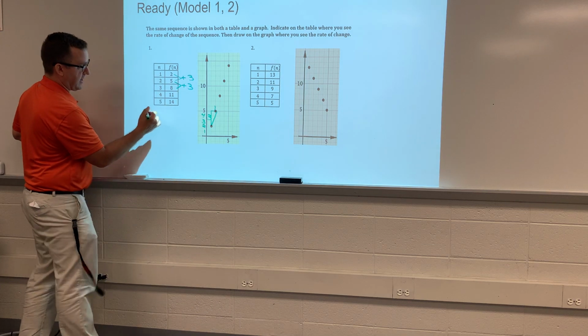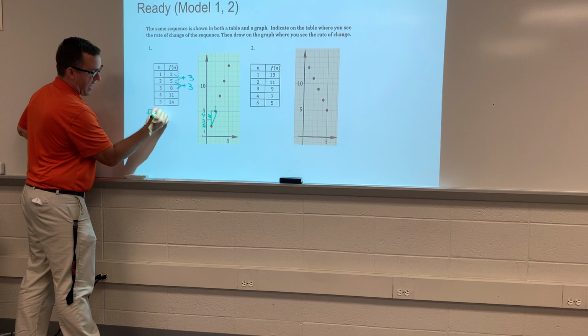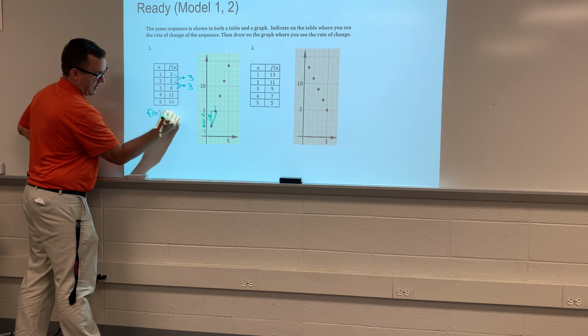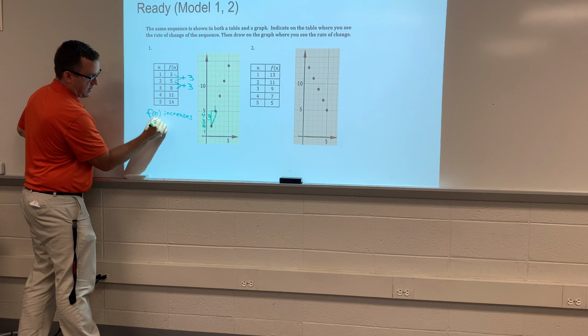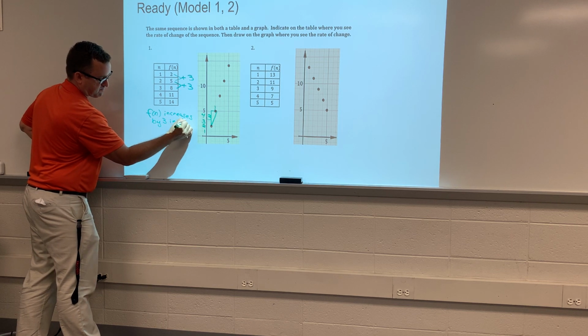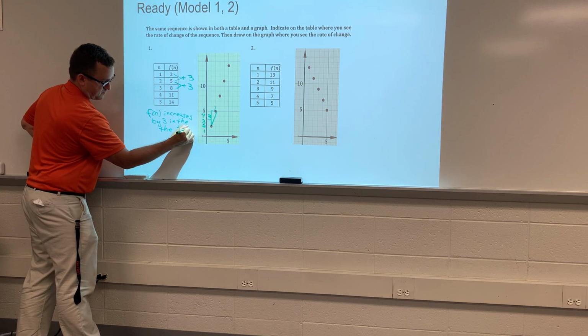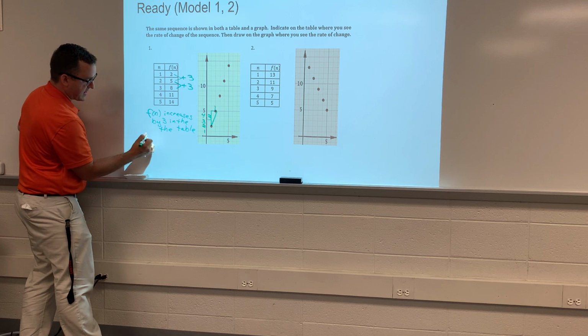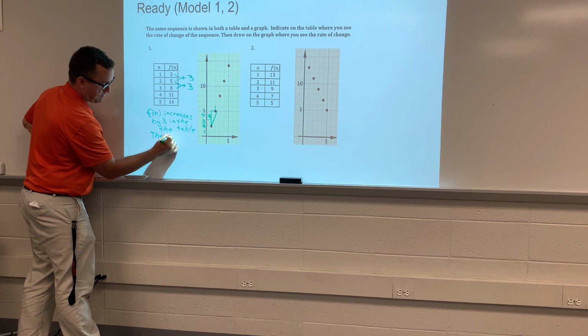So I'm looking at here, f of n increases by 3 in the table. And then secondly, the graph has a slope of 3.